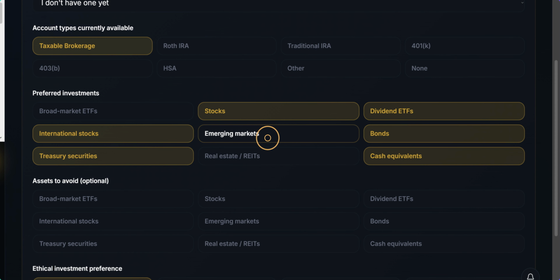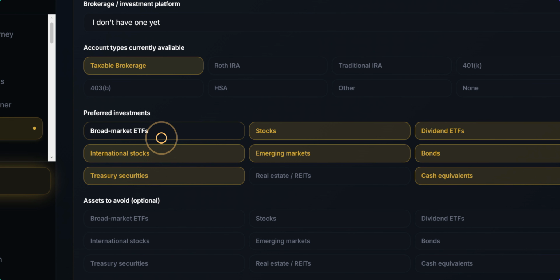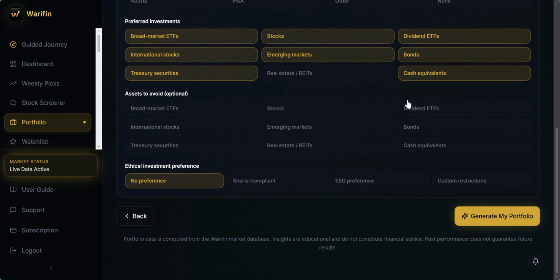Choosing emerging markets introduces higher growth potential from developing economies. Selecting broad market ETFs ensures low-cost exposure to the wider stock market index. You can also review and set ethical preferences to align your money with your values.